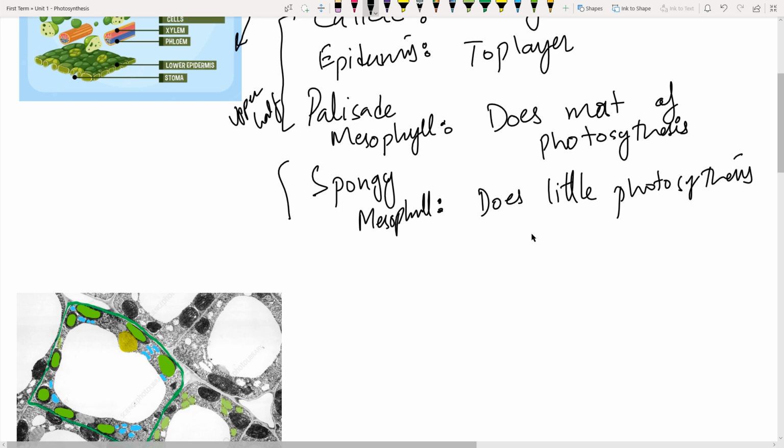And then we have the lower epidermis, which contains the stomata, these tiny little holes through which the CO2 goes in and O2 comes out.